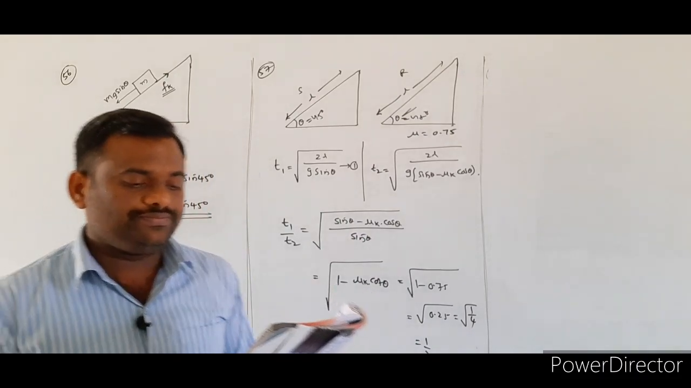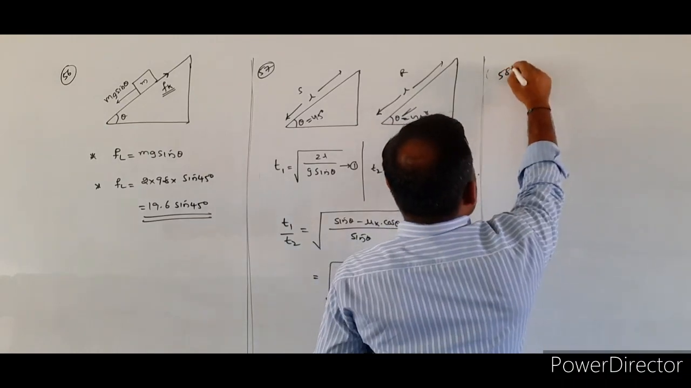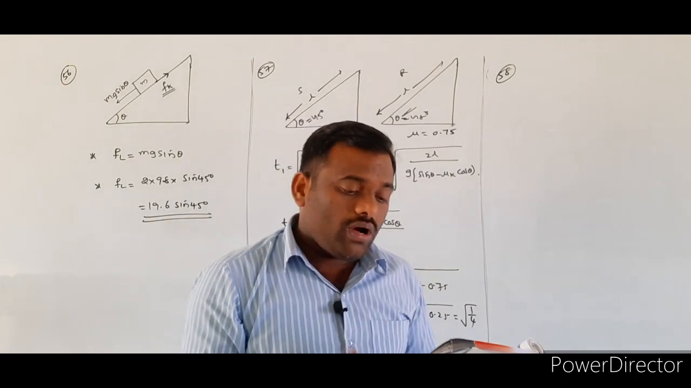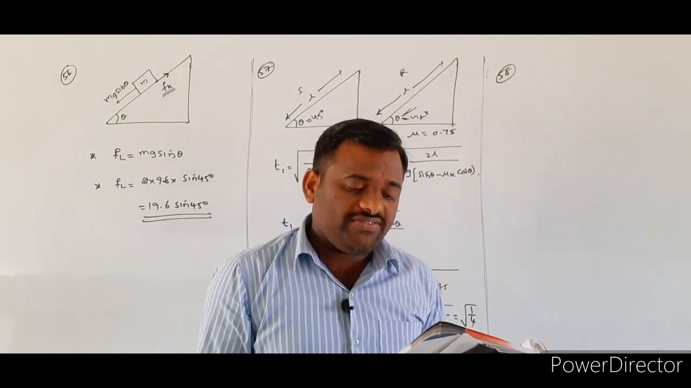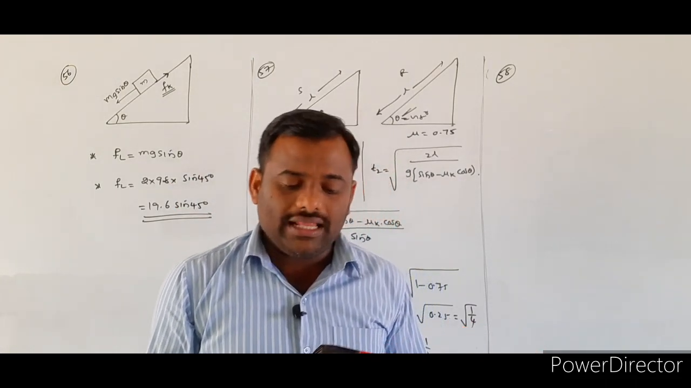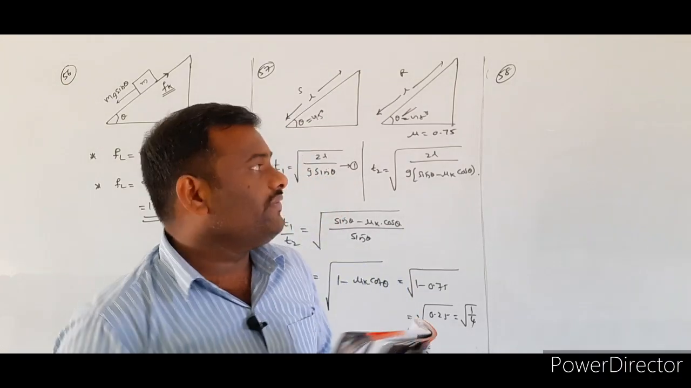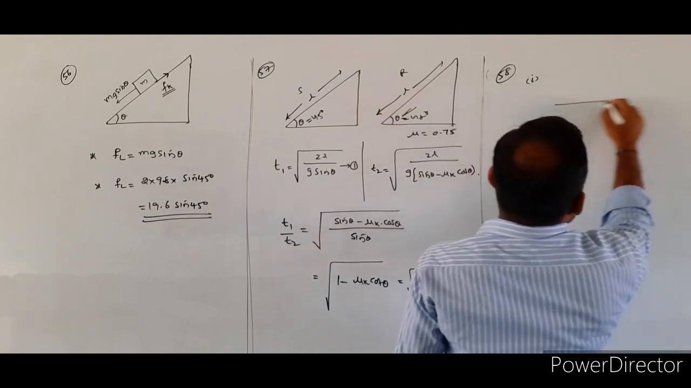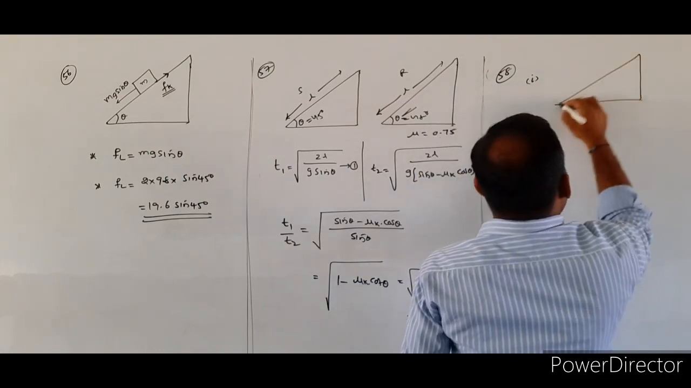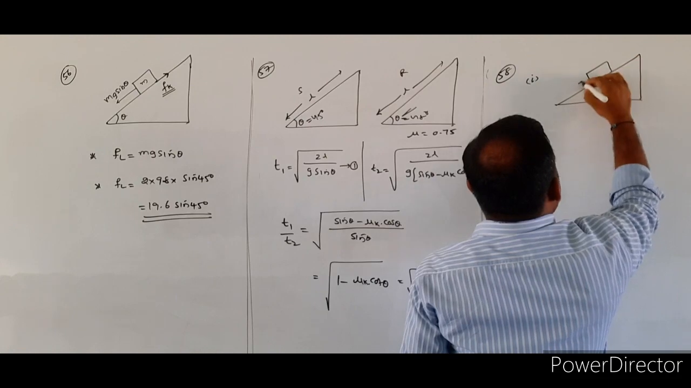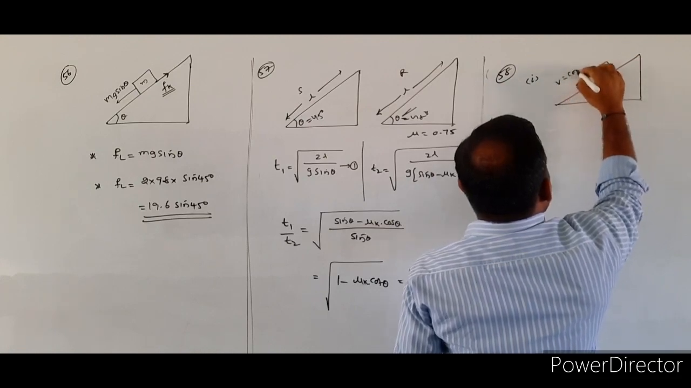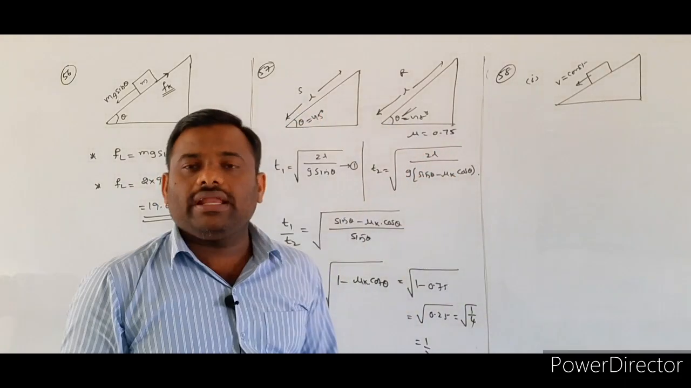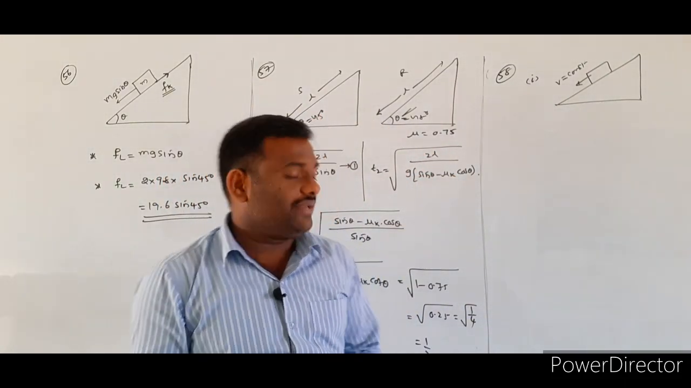57. Next one. Problem number 58. A block slides down a rough inclined plane of slope angle theta with a constant velocity. So we will consider the first case. The body will be sliding downwards with a constant velocity along the rough inclined plane.